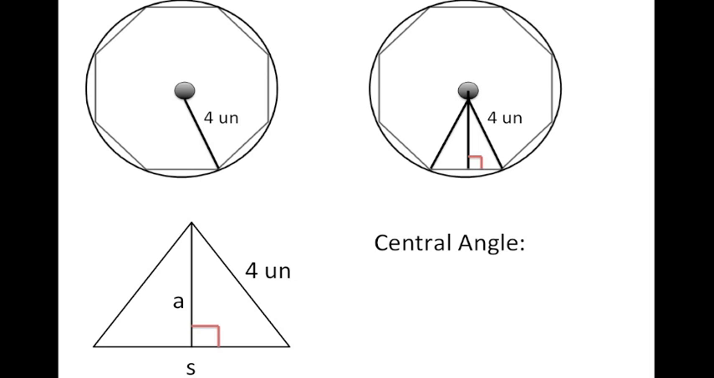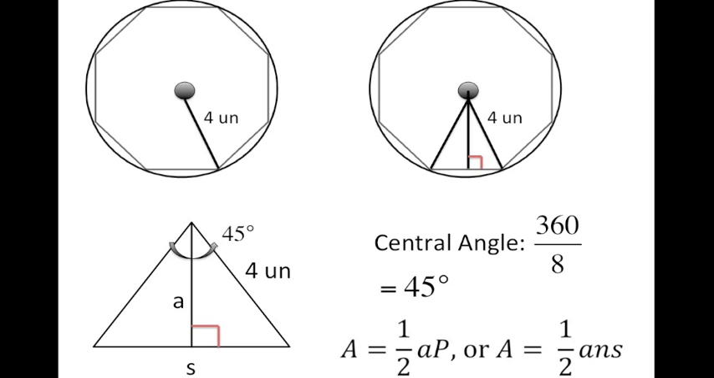So another thing that we need is a central angle. The central angle will be the entire top angle of the triangle. We're going to take 360 divided by our number of sides, which is 8, and that's going to give us 45 degrees. Now we can talk about our formula. You can use either one, 1/2 a times the perimeter, or 1/2 times the apothem times the number of sides times the side length. For this example, I'm going to use the second equation.